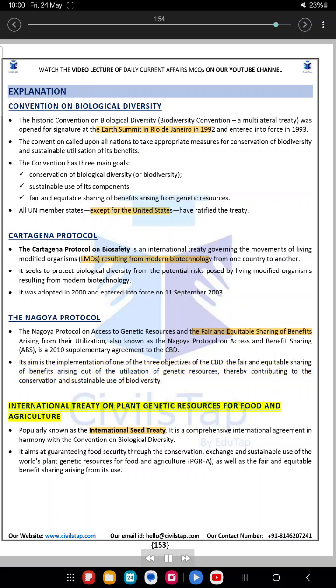International Treaty on Plant Genetic Resources for Food and Agriculture. Popularly known as the International Seed Treaty, it is a comprehensive international agreement in harmony with the Convention on Biological Diversity.